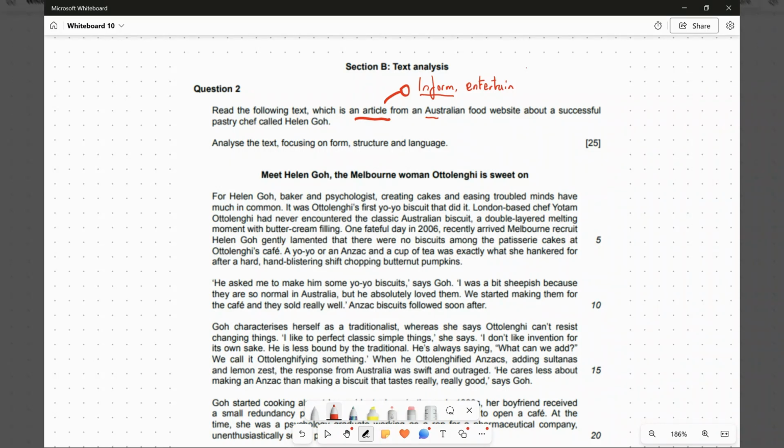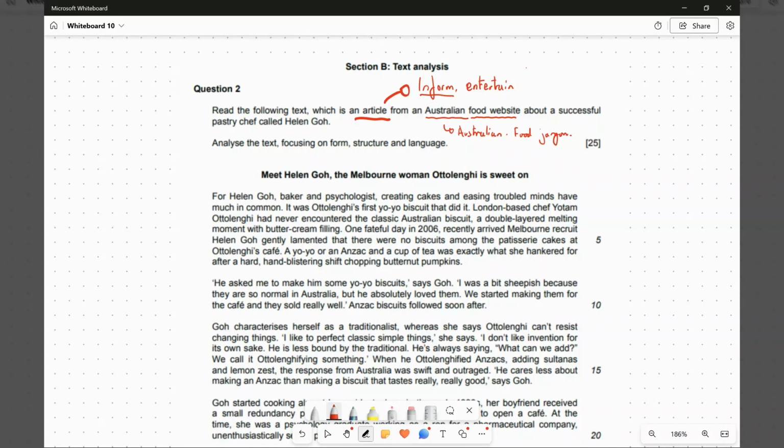We know it's Australian, so we're going to expect a kind of Australian slant on this, particularly Australian information. But I suppose more than that, it's a food website. So obviously Australian, duh. But I'm expecting food-specific jargon, the language particular to a certain area. It's about a successful pastry chef called Helen Go. I'm sure she's very successful. Have I heard of her? Not yet. So it says, analyze the text focusing on form, structure, and language.